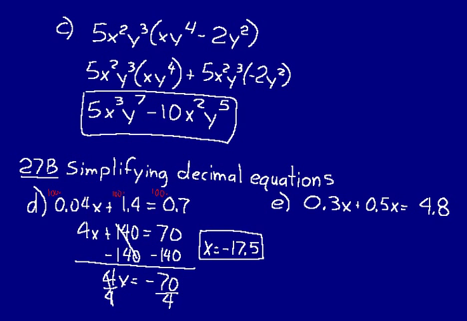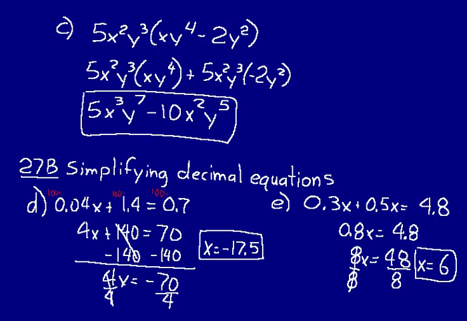Look at practice problem E. We have 0.3x plus 0.5x equals 4.8. Well, you should notice there that we have like terms on the left, so we want to add those first. And so we would end up with 0.8x is equal to 4.8. Now let's go ahead and multiply both sides by 10, and that would get rid of our decimals, and we'd have 8x is equal to 48. So now all we have to do is divide both sides by 8, and x equals 6.